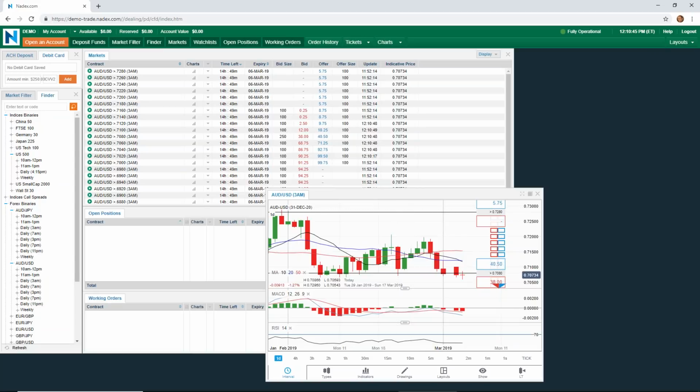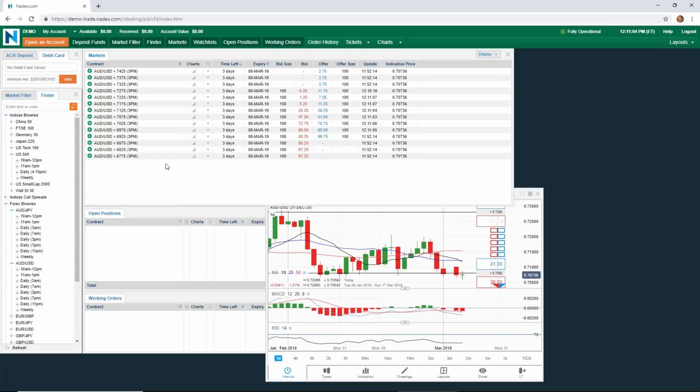We can see our price action. Right now, we're currently at around that 70.80 level. And on the Aussie dollar here, we're looking at, let's see, these are daily contracts. So let's take a look at, as I mentioned, the weeklies. That'll give us at least 3 days of time value, give us 3 candles on the daily chart.